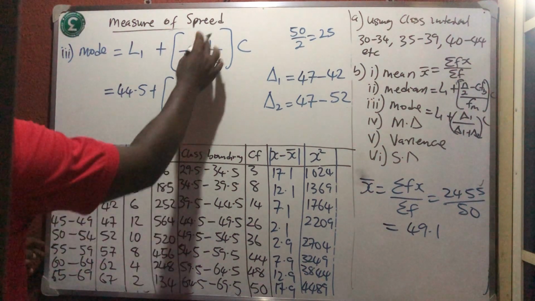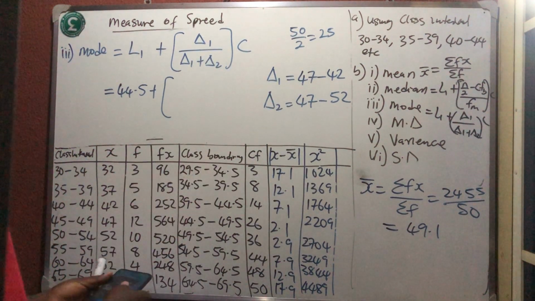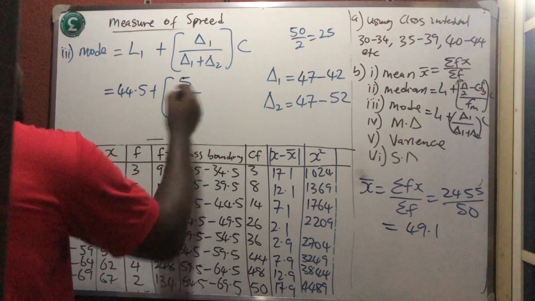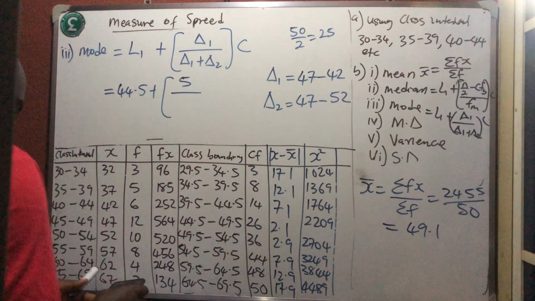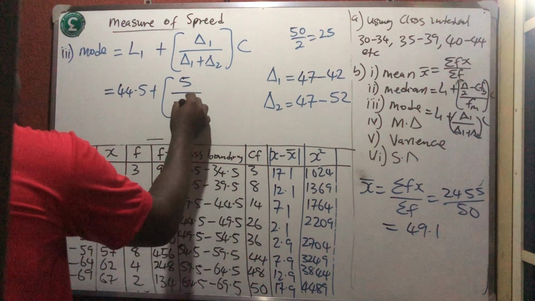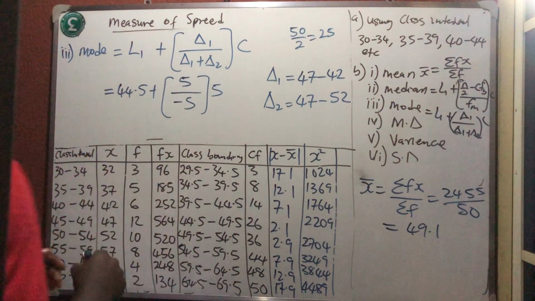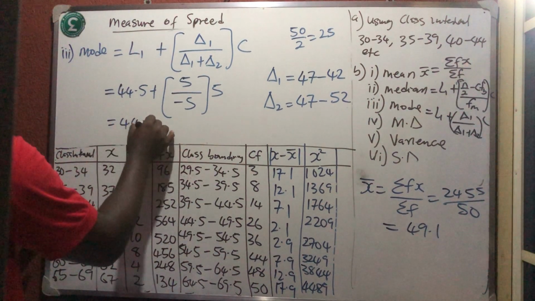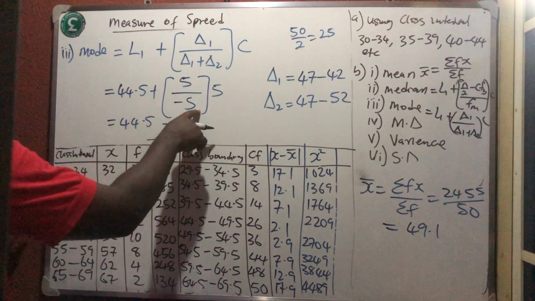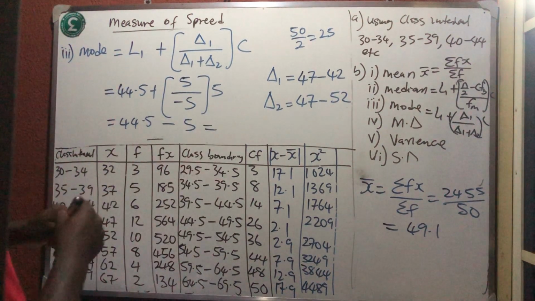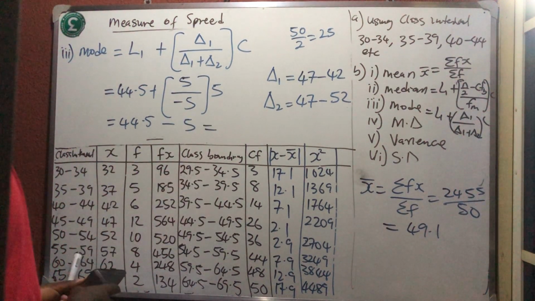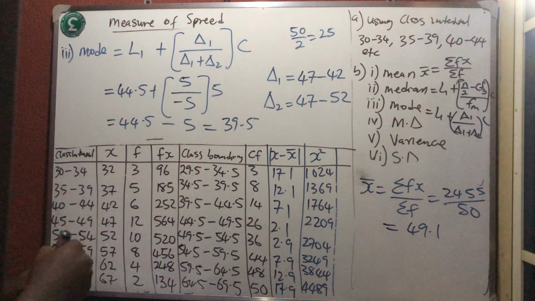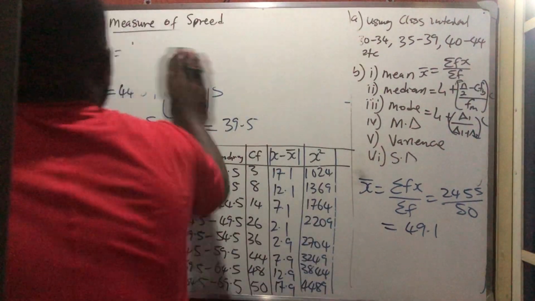44.5 plus change in 1, which gave us 47 minus 42, I'm having 5, all over 47 minus 52, I'm having minus 5. Everything multiplied by 5. So this time this will give me 1, 1 times this is 5. So I'm having 44.5 minus 5, because this and this is minus 1, and minus 1 times this is minus 5. So I'm having 44.5 minus 5, which is 39.5. So that is my mode. You see, these things are very simple, very, very simple to remember.